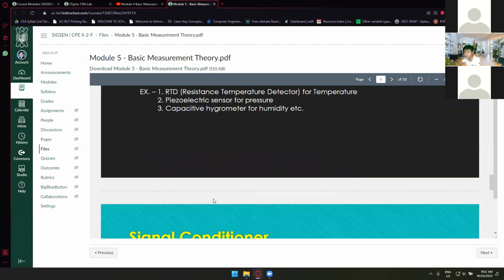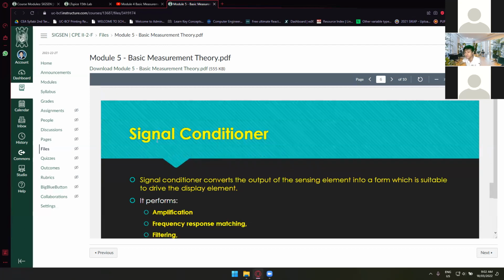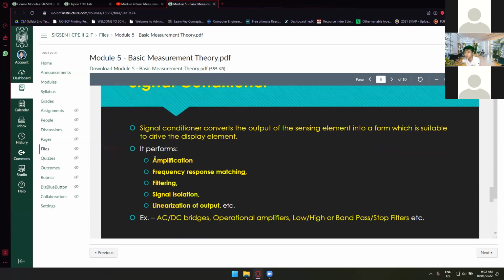And then we also have the signal conditioner. The signal conditioner converts the output of the sensing element into a form which is suitable to drive the display element. As I mentioned a while ago, this form is mostly a number, or it could be a text, or it could be a physical thing also. But mostly again, it's a text or a number. This one performs amplification, frequency response matching, filtering, signal isolation, linearization of output, and so on and so forth.